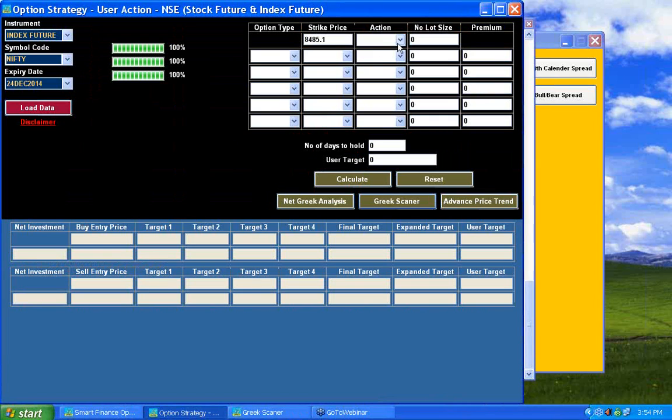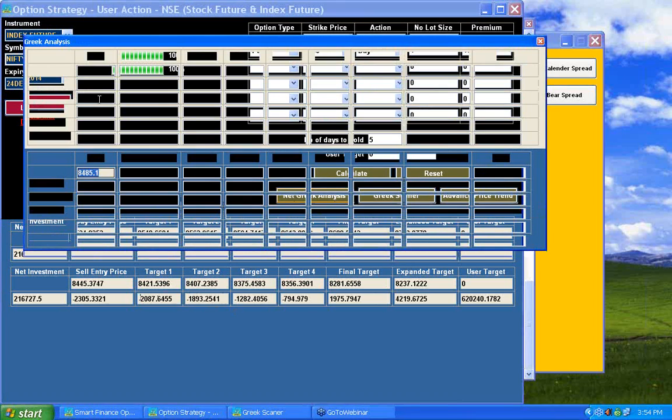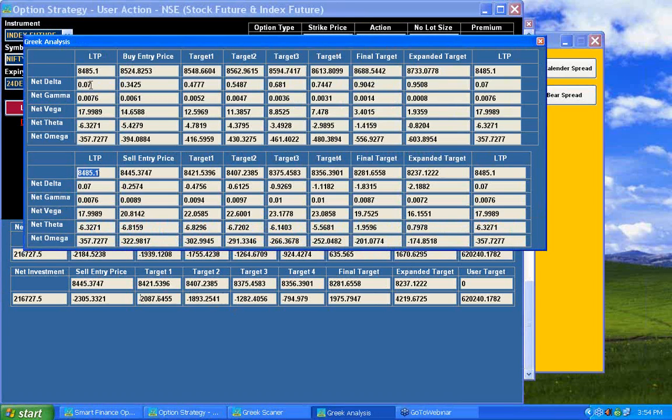So I have a Greek scanner, and I found I will be buying one future and simultaneously put options of 8400, which has a delta of minus 0.24. So if I take 4 lots, it goes delta neutral. Say I am holding for 5 days. It will tell me at what level how much loss I will get and how much profit I will get, and it is delta 0. And for the net Greek I am deriving, it says that 0.07 is the net delta now.